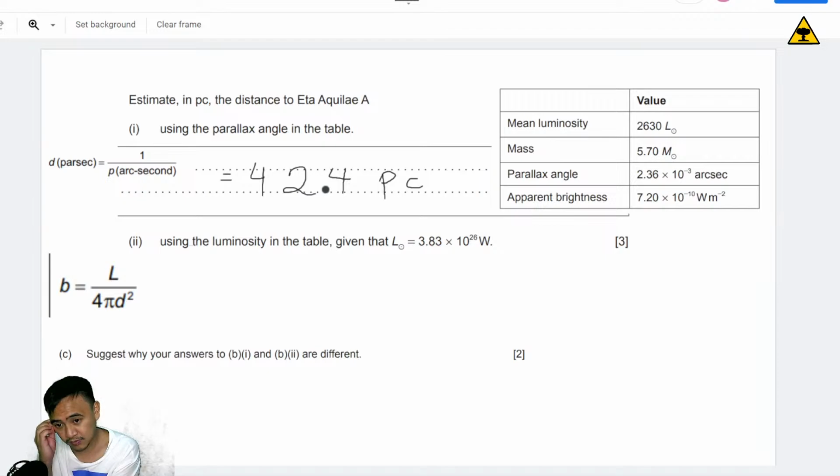I'll see in a moment. Luminosity, divided by 4 pi, squared.